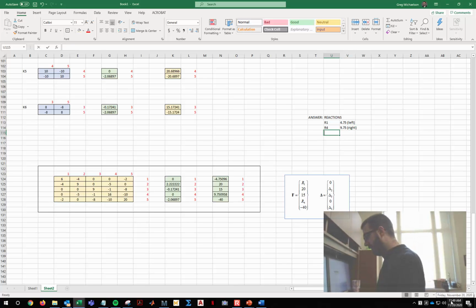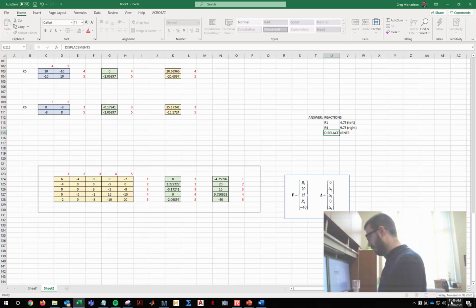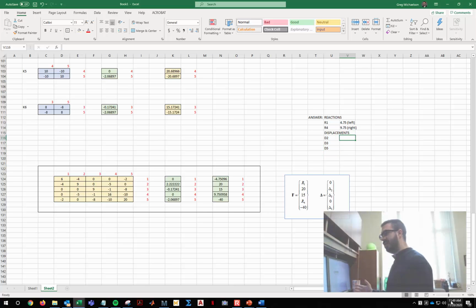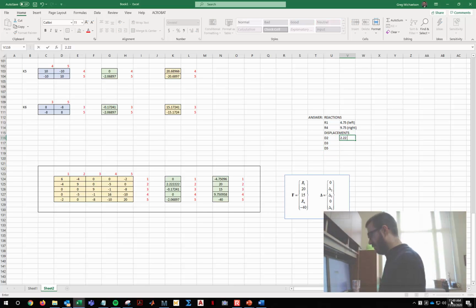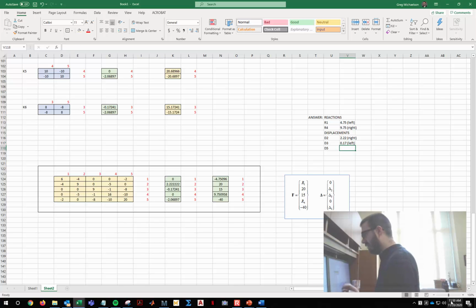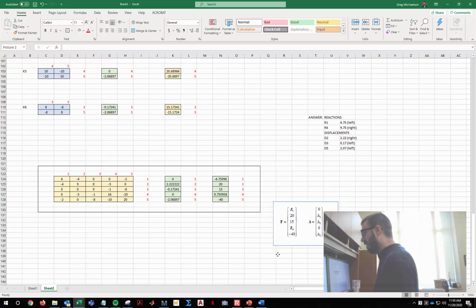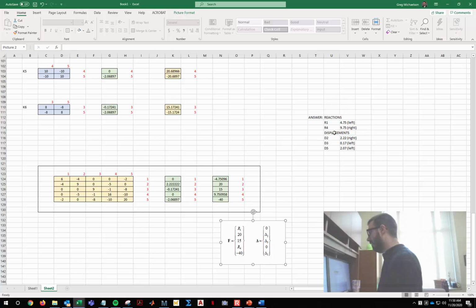What about the displacements? So we have D2, D3, D5, right? So D2 is 2.22 to the right, negative, or so this 0.172, 0.17 to the left, and then 2.07 to the left. And then finally, we have our internal member forces.